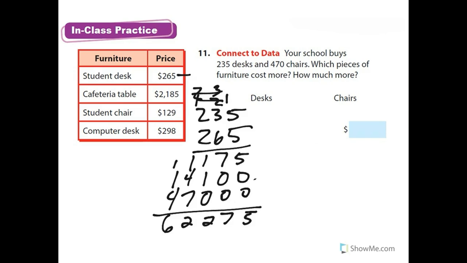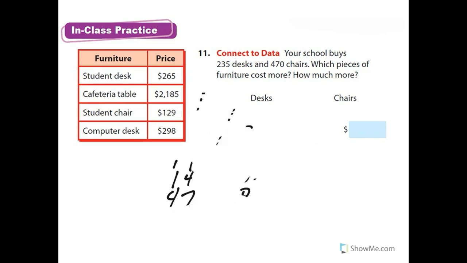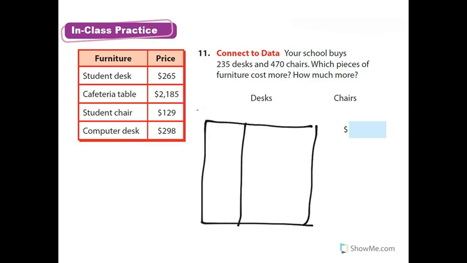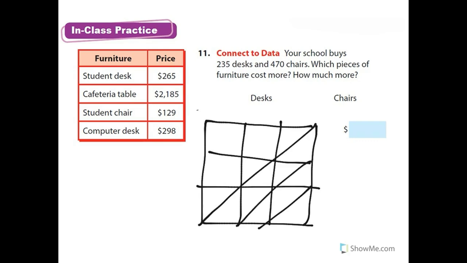Alright, and I'm going to do my chair one. Let me erase this. I'm going to do my chair one with the lattice method. Don't make it too sloppy there, Mr. Pangburn. Okay, so 470 chairs, 470, and how much are the chairs? $129.